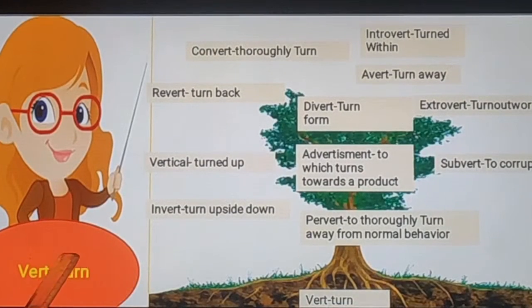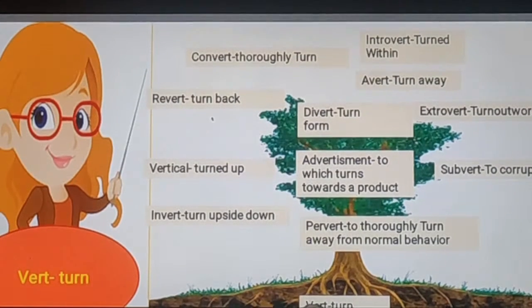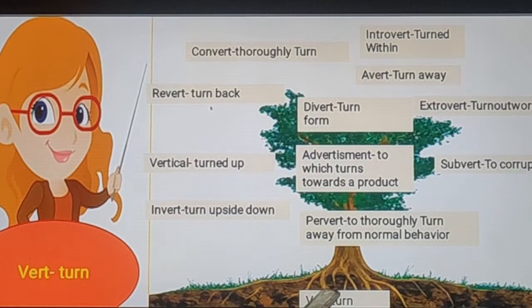Now next one is the sixth one. Sixth one is vert. What is that? Vert means turn. Here vert is the root word. A root word is the base word. And that means turn. Vert means turn.